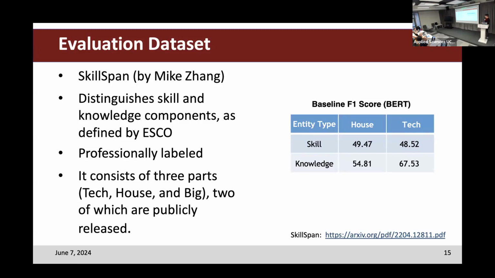Tech contains IT-related job postings, and house contains the general domain. But because in the original paper they use 3 data sets and we can use only 2, we need to repeat the experiments in the original paper in order to get the baseline. We repeated it and got the following F1 score baselines. As we can see, the model is worse at detecting skills because skills are generally longer, and better at detecting knowledge.